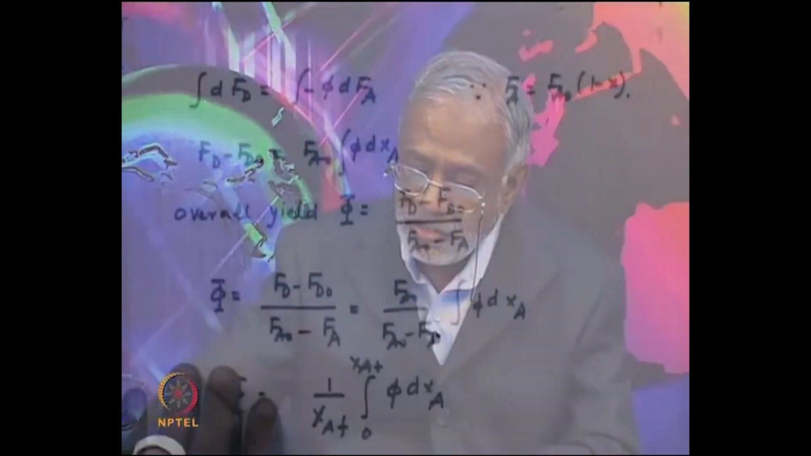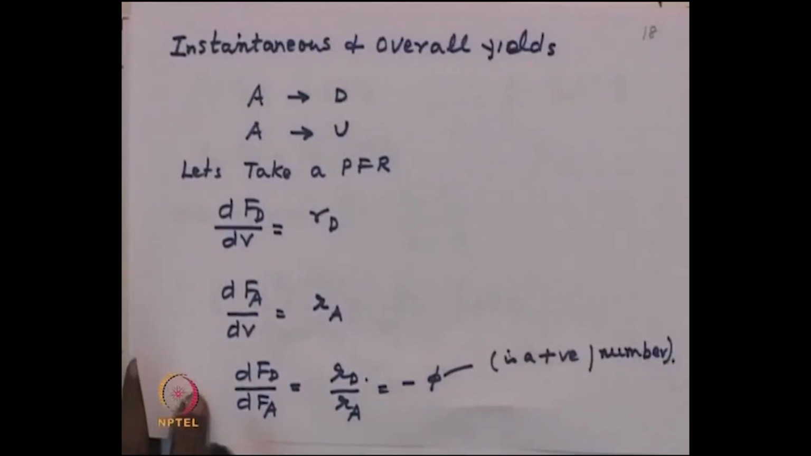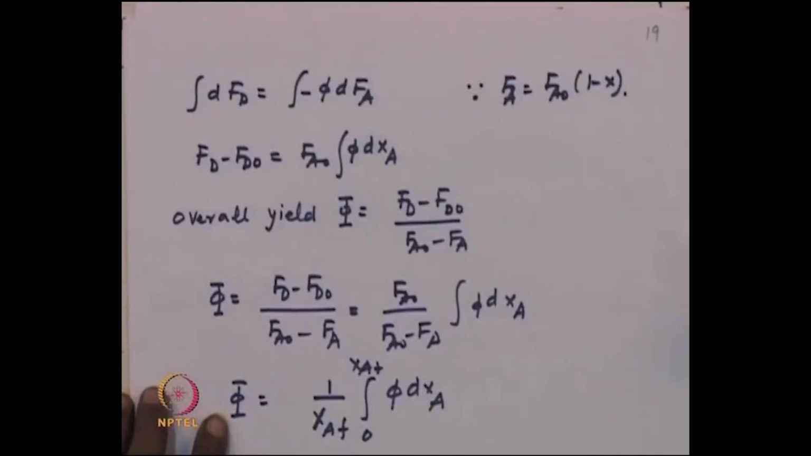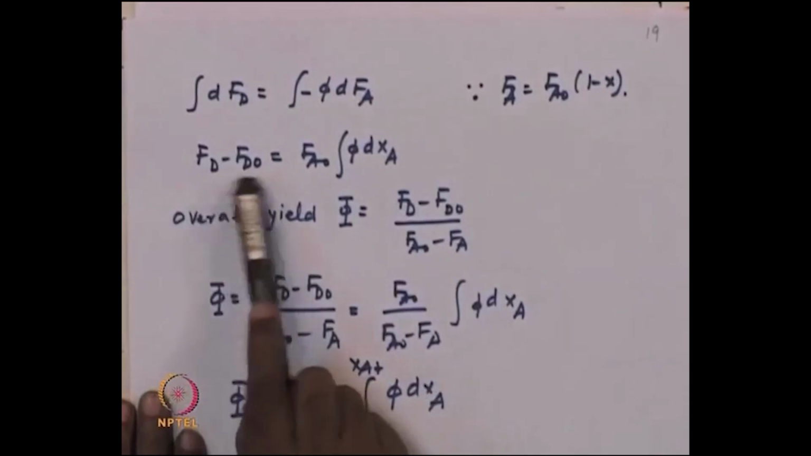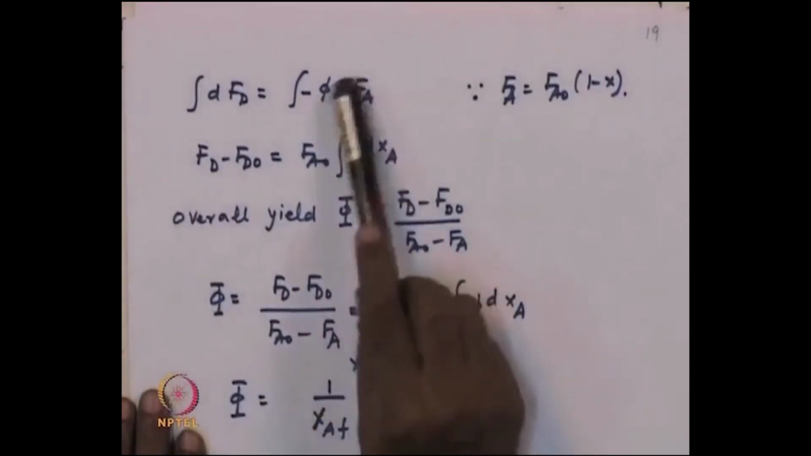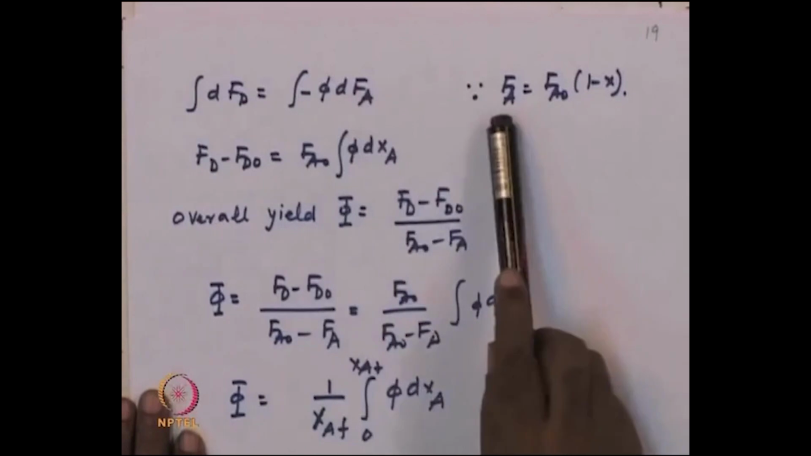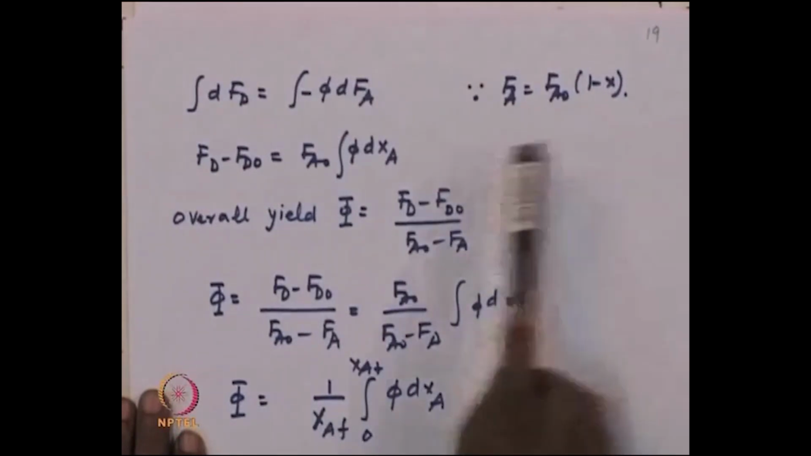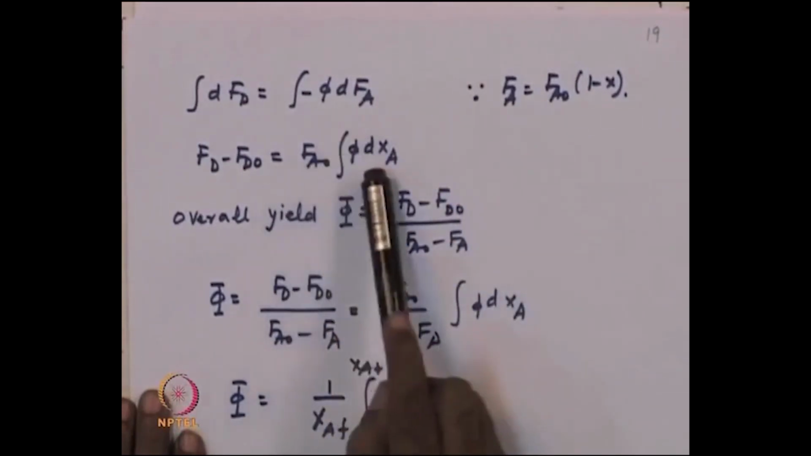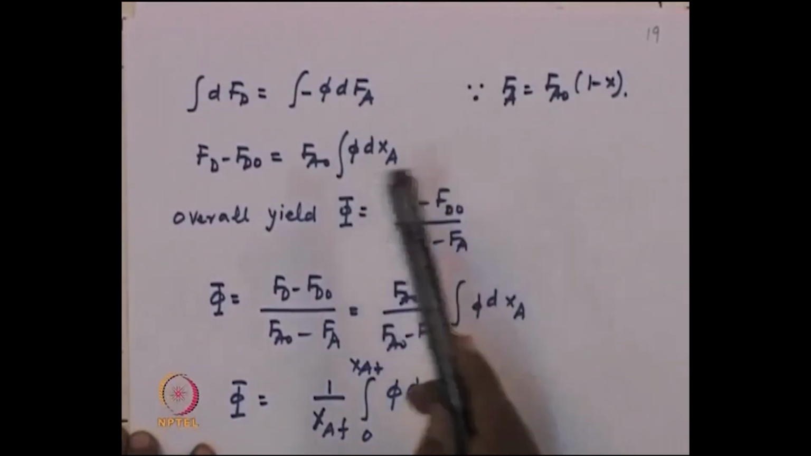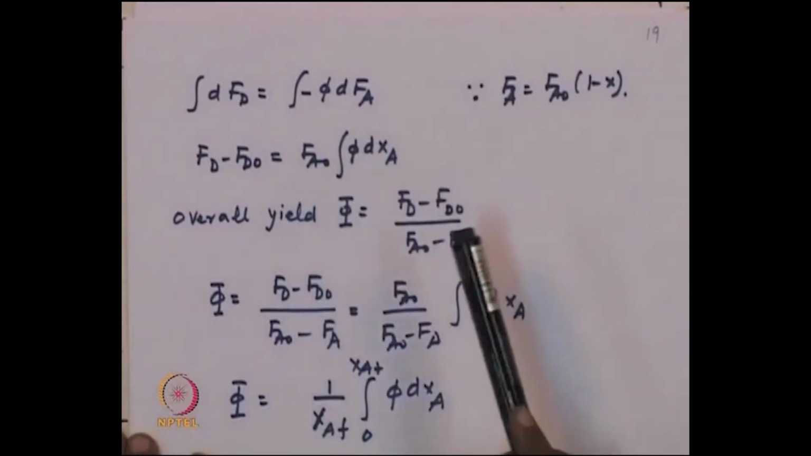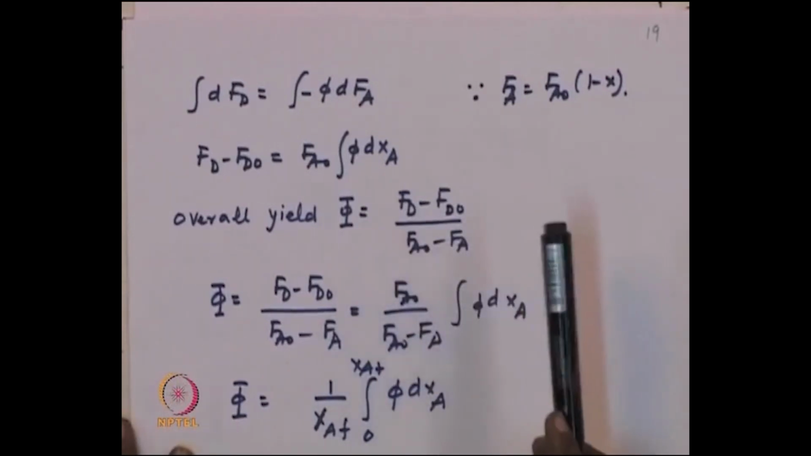We can integrate this and represent it like this. What I am doing now is simply multiplying this side, dFd, by phi, Fa, and integrating both sides. When we do that, what we get here is dFd, which is Fd minus Fd 0. When we integrate dFa, because of the relationship Fa is Fa 0 times 1 minus x, the right hand side becomes Fa 0 times the integral of phi dxa, where phi is the instantaneous yield. Frequently, our interest is the overall yield.